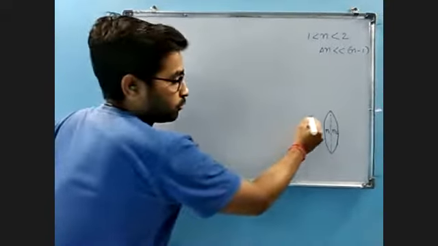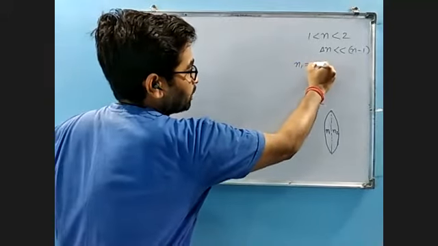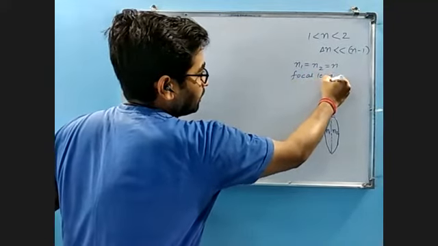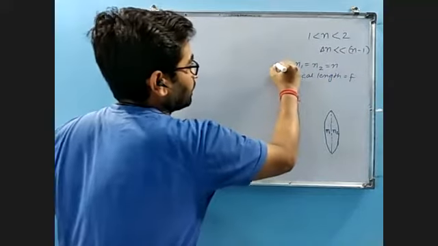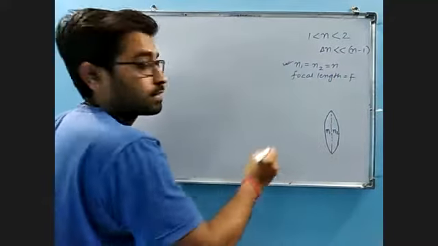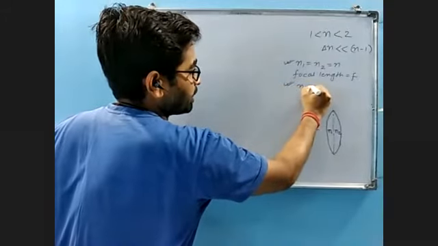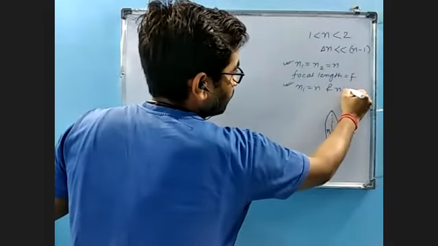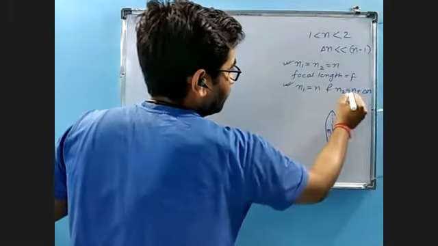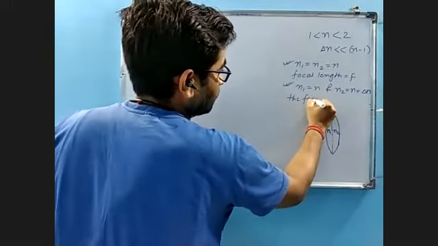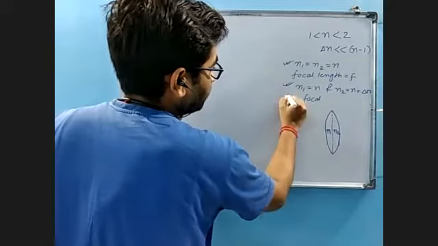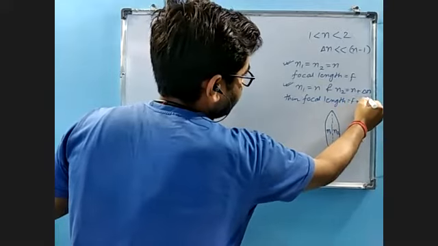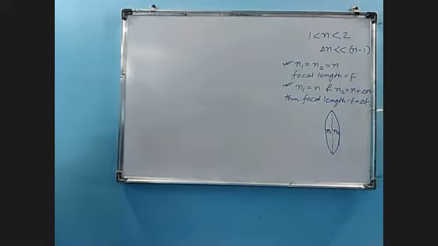Now the question says when N1 is equal to N2 is equal to N, then the focal length is equal to F. This is the first condition given to us. Then the second condition says N1 is equal to N, that is, N1 is replaced by N, and N2 is equal to N plus delta N. Then the focal length is F plus delta F. And we have to solve the question now.